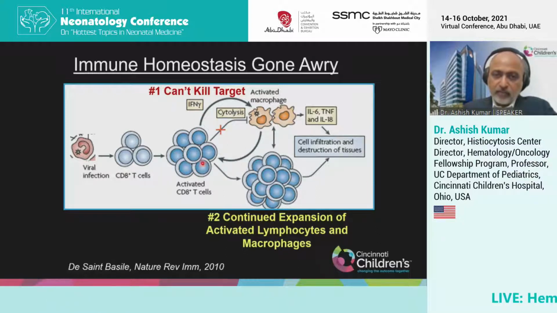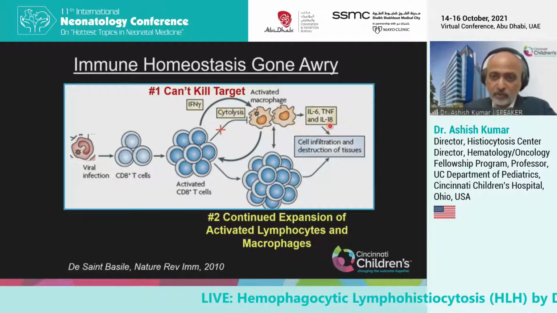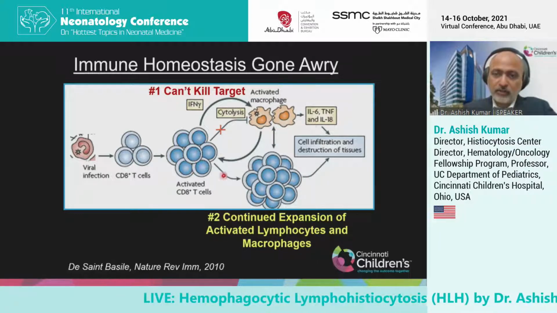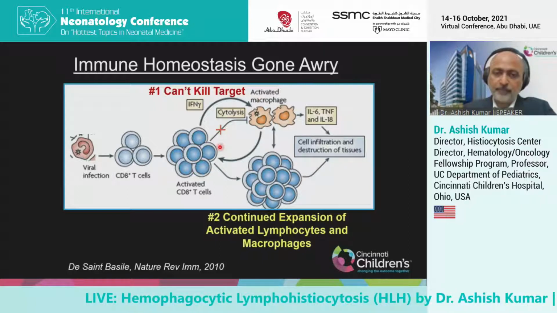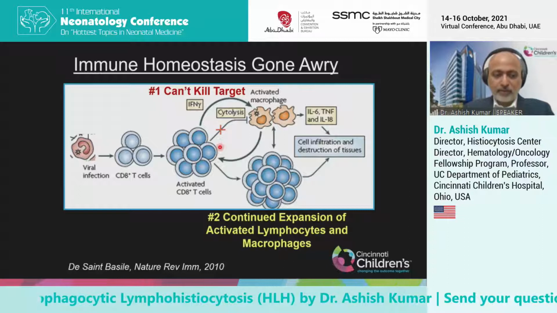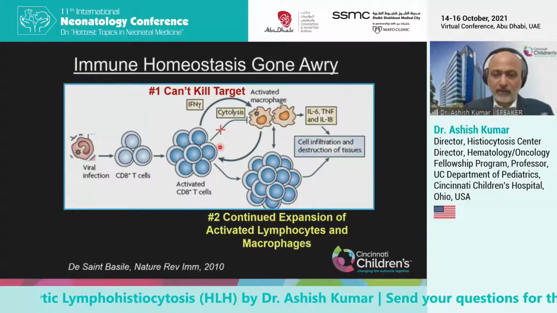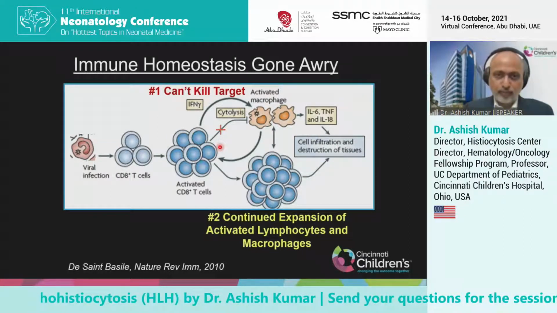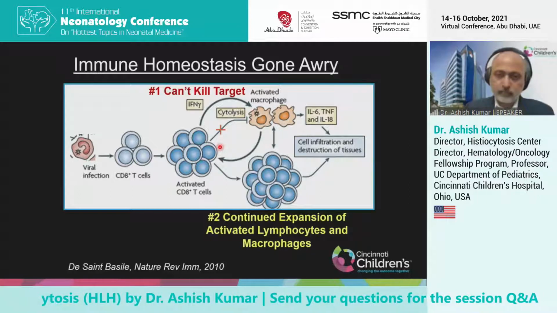And as they continue to be stimulated, they expand and they infiltrate other organs. And then these cytokines will activate the macrophages. Those macrophages themselves will secrete additional cytokines, and now you're stuck in this vicious loop of activated lymphocytes, lots of inflammatory cytokines, and activated macrophages. This is what happens in primary HLH.